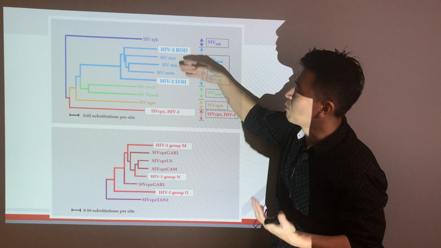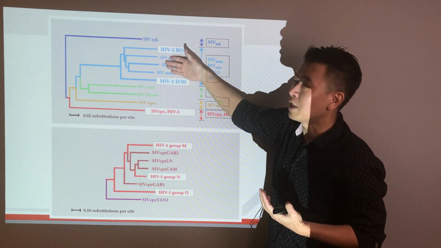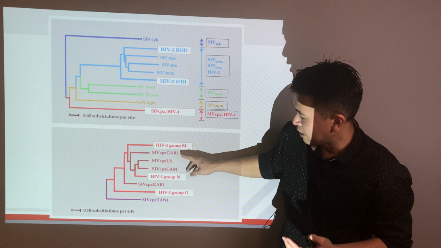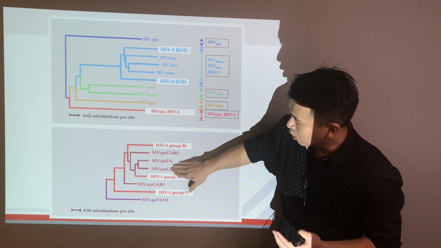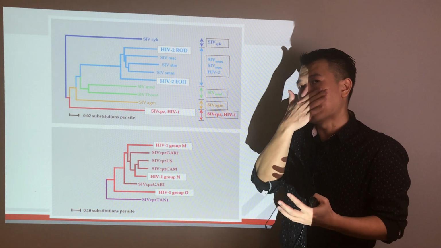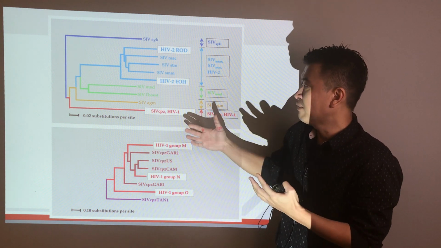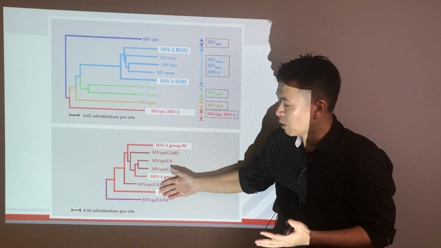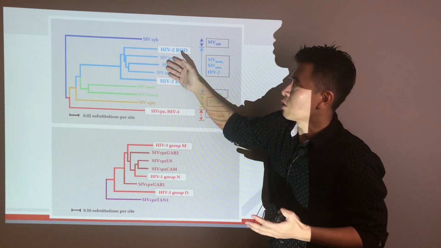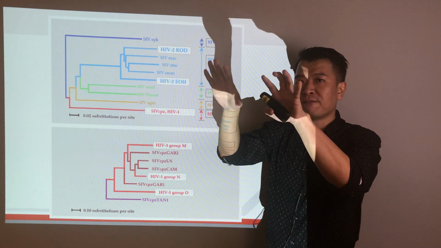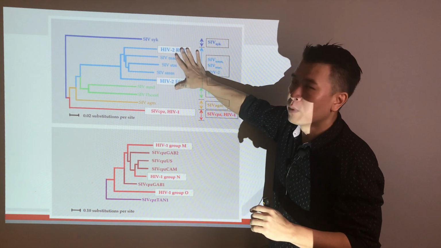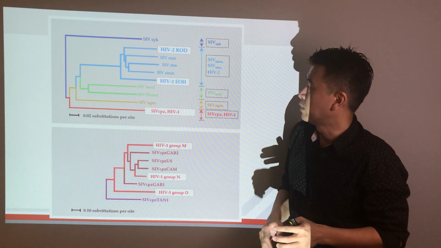HIV-2 is more closely related to this group of simian virus compared to HIV-1. The same goes for HIV-1: you can see HIV-1s are grouped more closely related to the simian virus in this group. So we believe that HIV-1 evolved from this group of simian virus, and HIV-2 evolved from this group of simian virus. So they are totally different viruses that evolved to become human immunodeficiency virus, HIV-2 and HIV-1.